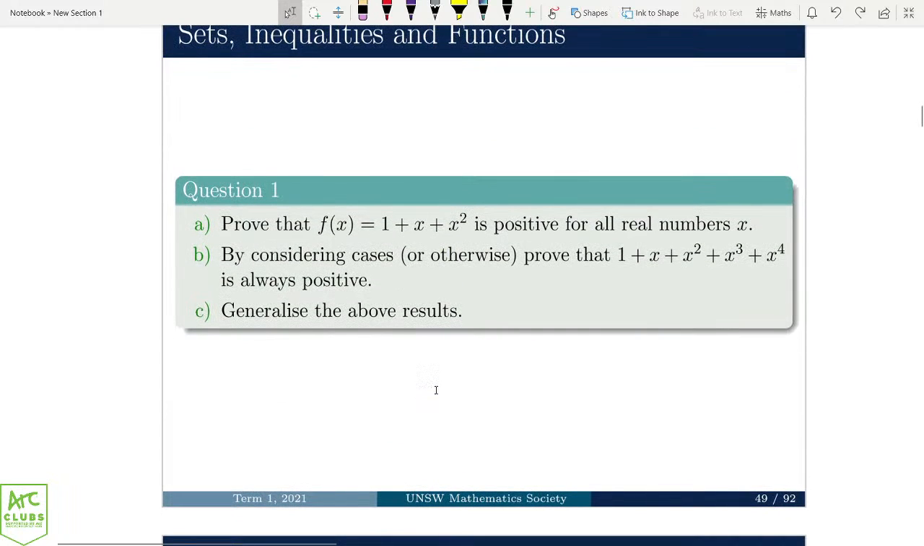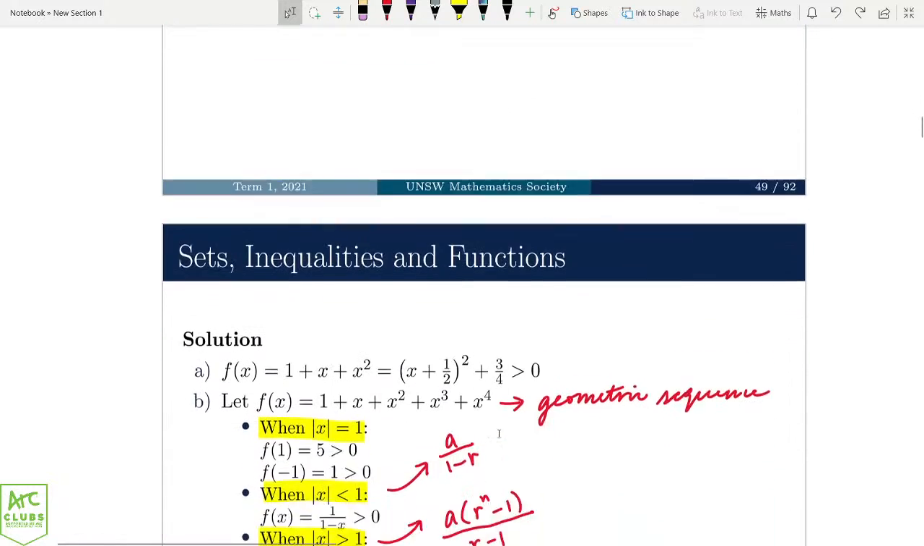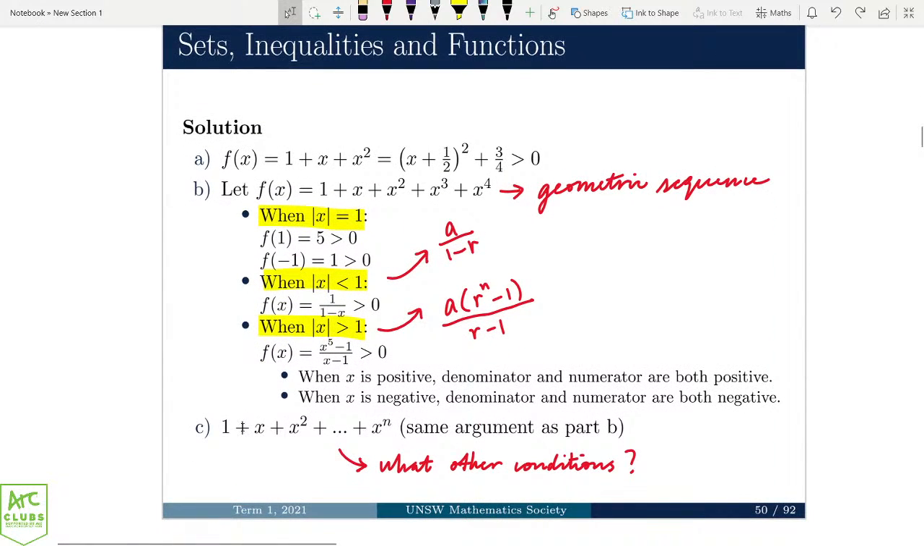So part C asks us to generalize the above results. So here I've written that the generalized result is 1 plus x plus x squared and plus all the way to x to the power of n. And then the argument for part C is basically the same as what we've done in part B. So we're considering the 3 cases using the fact that what we're dealing with is a geometric sequence.